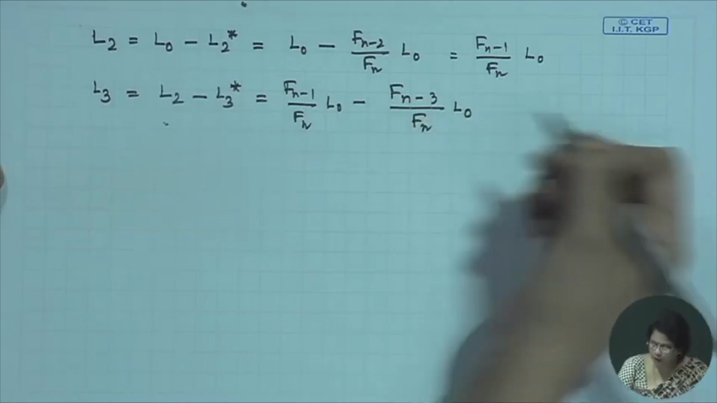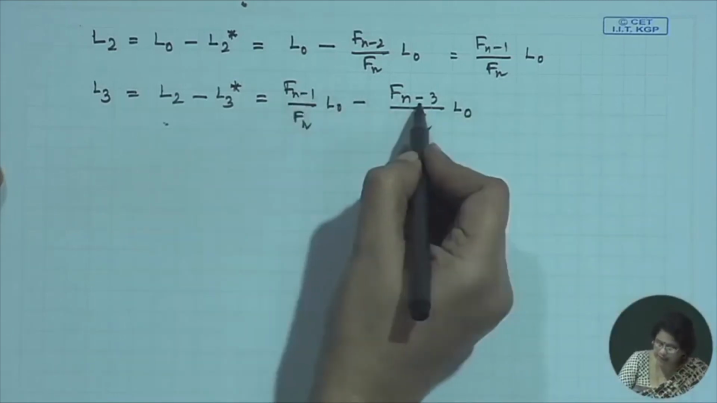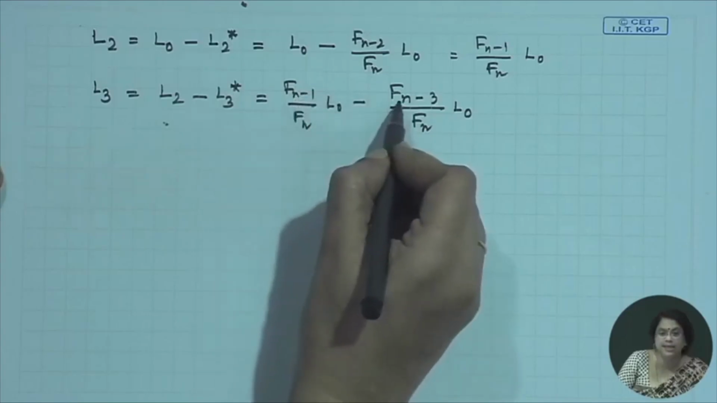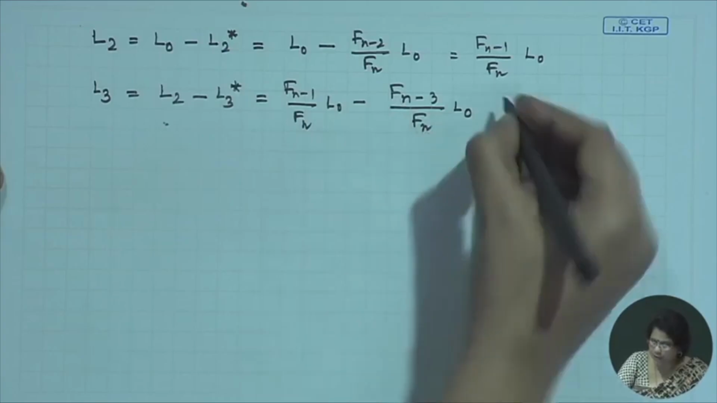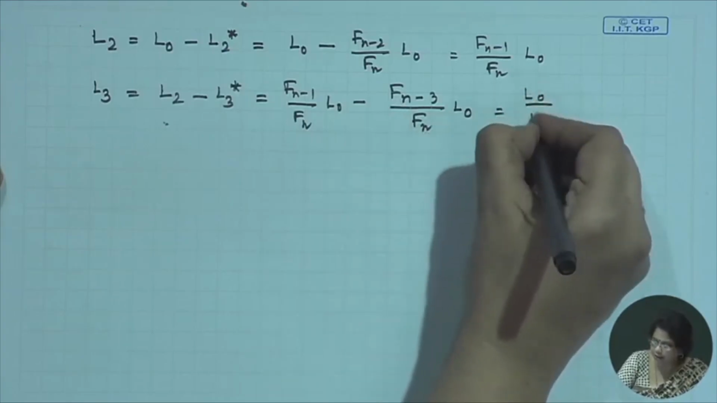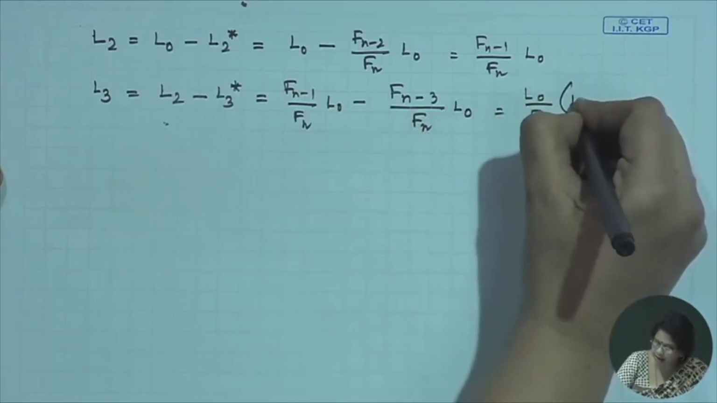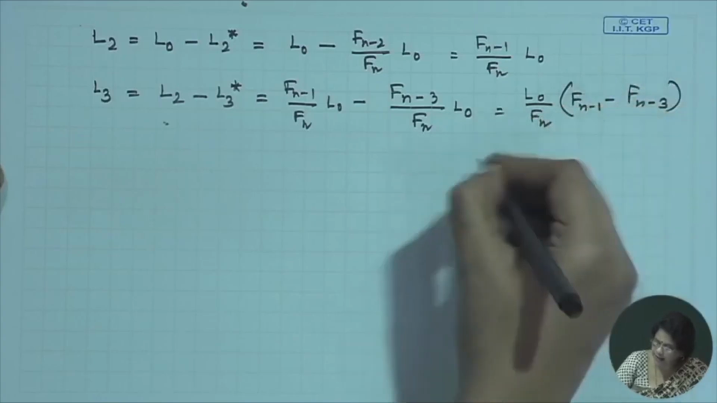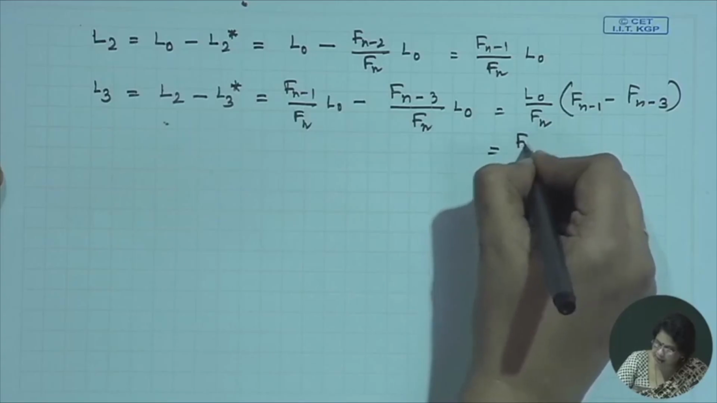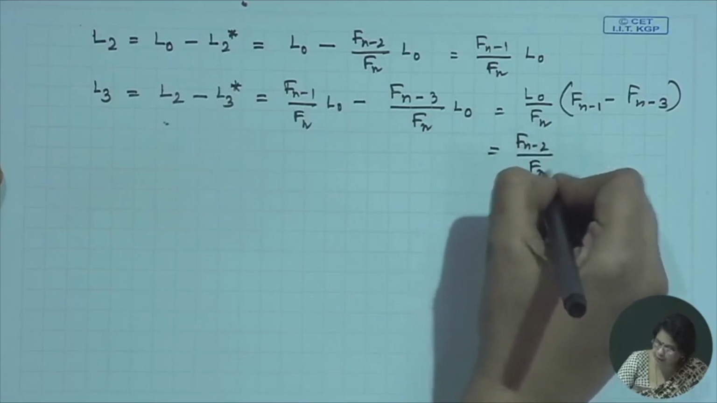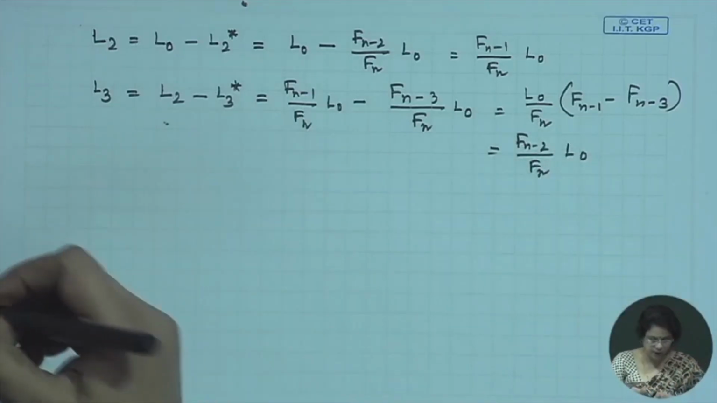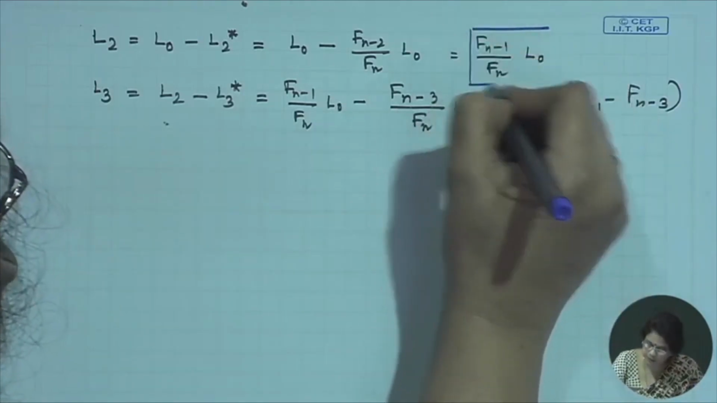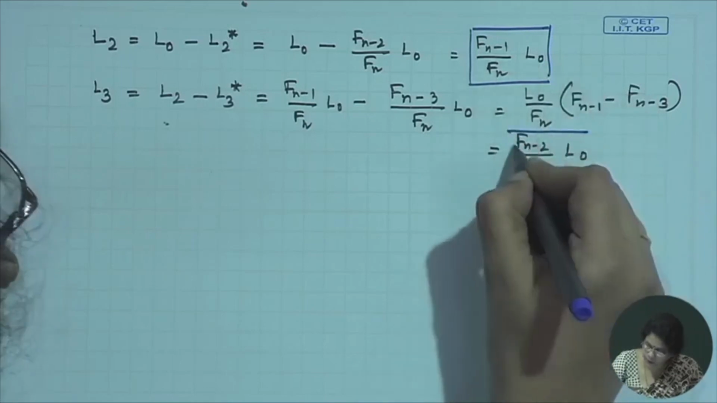We know that this is the previous, this is the next. Then Fn minus 1 is equal to Fn minus 2 plus Fn minus 3. That is why if I take L0 by Fn common, I am getting Fn minus 1 minus Fn minus 3. That is nothing but Fn minus 2 by Fn L0. Just look at the pattern. L2 is equal to this one. L3 is equal to this one.